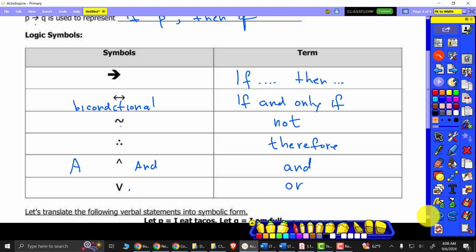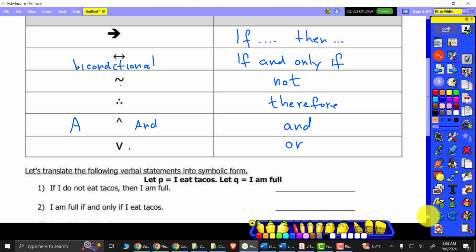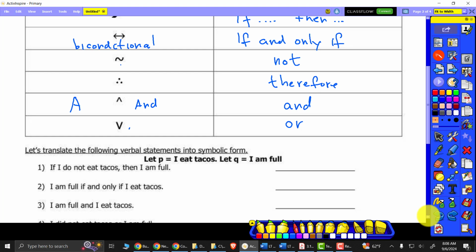All right, let's go ahead and translate the following verbal statements into symbolic form. We are going to use all of these symbols, okay? So here, P represents I eat tacos. Q represents I am full. Now, it says here that I do not eat tacos. So we are going to negate your P because P stands for I eat tacos. Here we are using the not statement. So now I'm going to rewrite this. Instead of P, it will be not P.